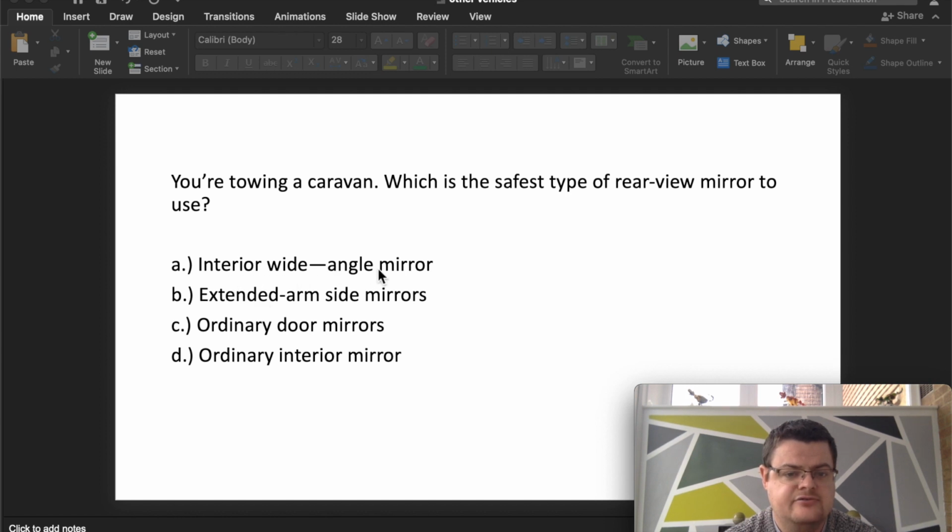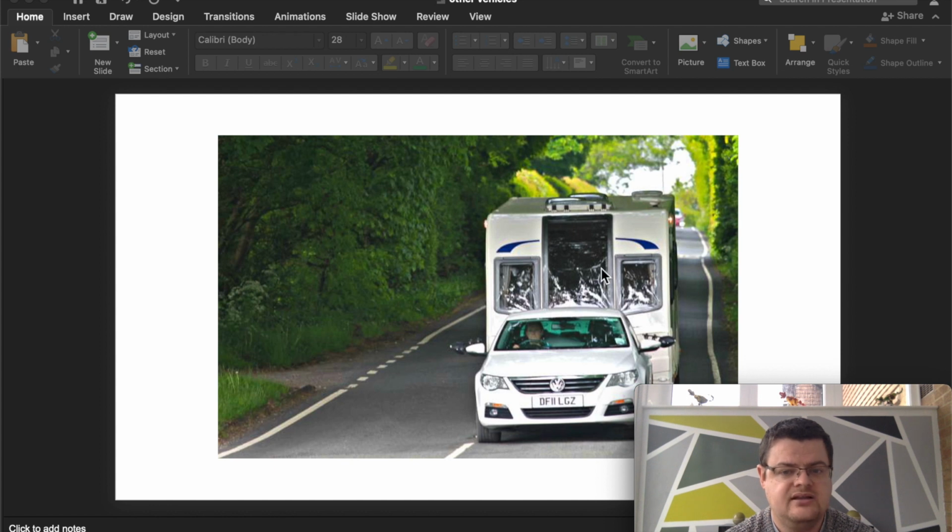Interior wide-angled mirror, extended arm side mirrors, and ordinary door and interior mirrors. So let's think again, visualise it. Think about towing a caravan, like this here. Now, a caravan's going to be quite big. Typically, it's going to be wider than the car, like in this picture here. See how the car is narrower, the caravan's wider than the car. Now, if you just try to use the interior mirror, what are you going to be able to see behind you?